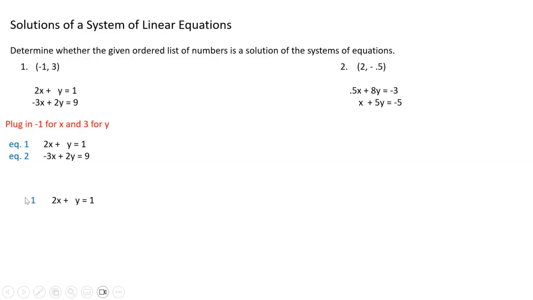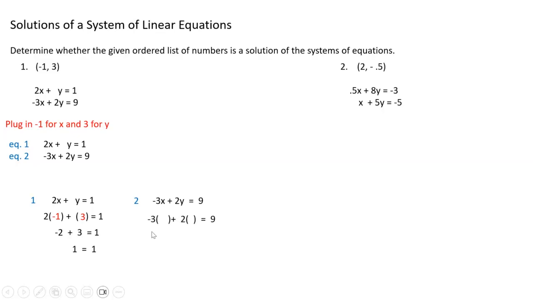So I'm going to first plug in -1, 3 in equation number 1 for the x and the y. So here my x is -1 and my y is 3. This becomes -2 plus 3, which is 1 equals 1. So this makes equation number 1 true. But for the point -1, 3 to be a solution, it has to be true for both equations. Since it's true on equation number 1, we can proceed to equation number 2.